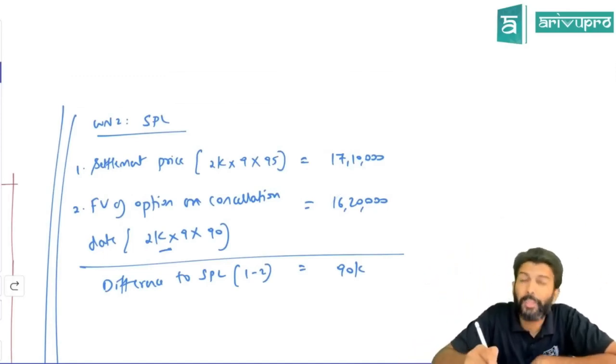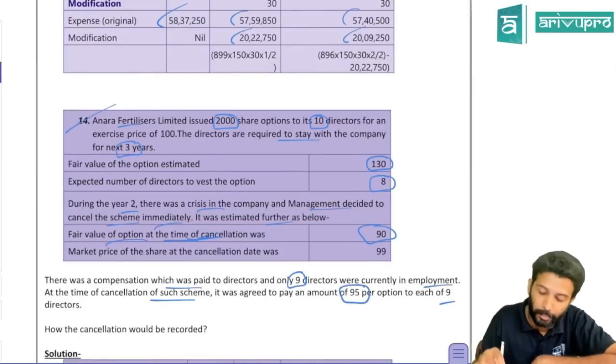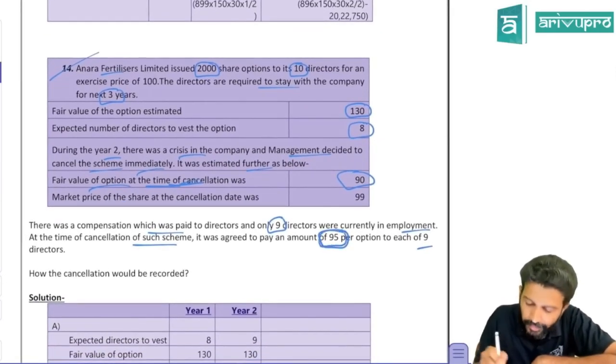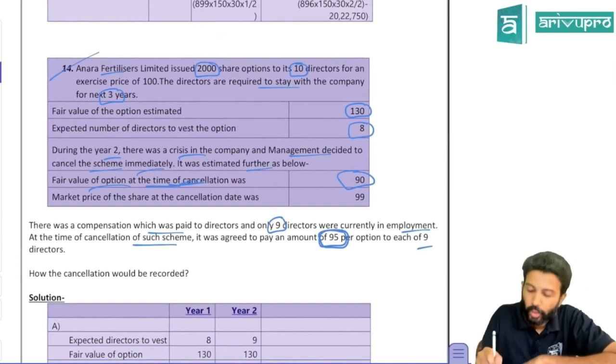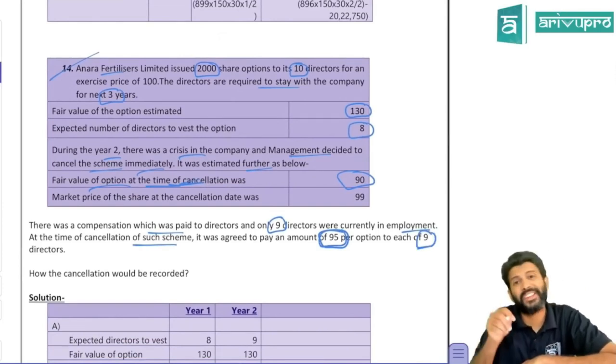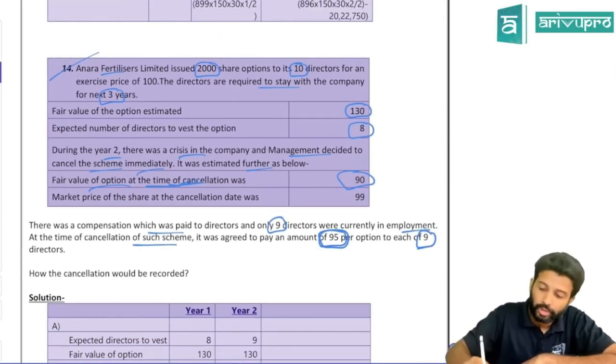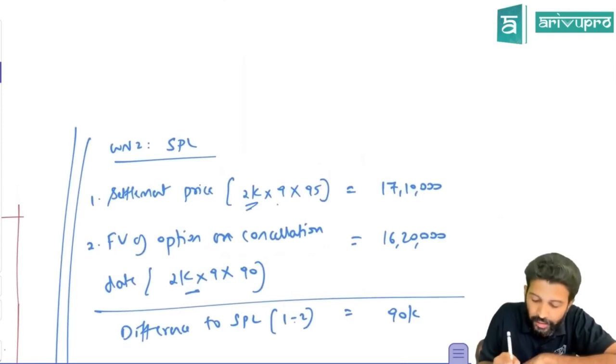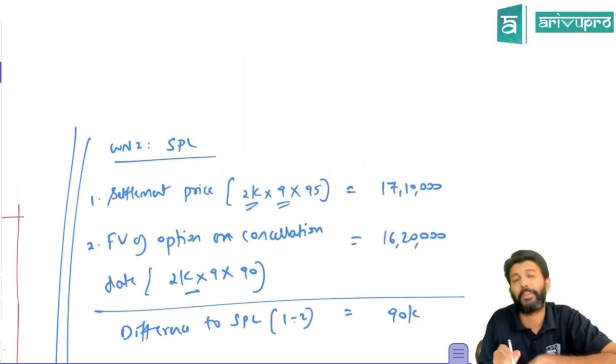That much only. But how much did the company actually pay? How much did they settle for? They paid 95 per option. To how many directors? 9 directors. And each director had an option to buy 2,000. So 2,000 options are there, and each director can buy 2,000 options.